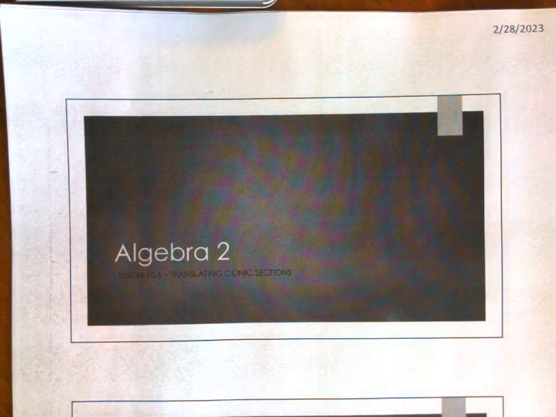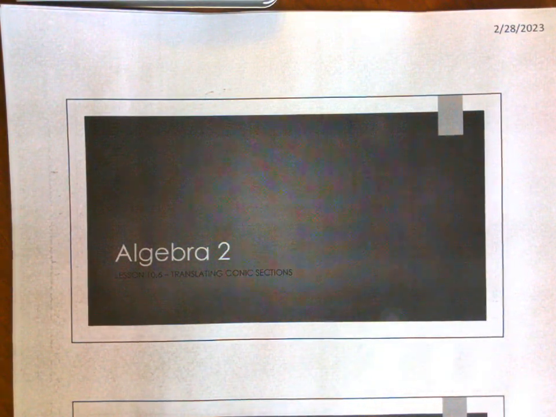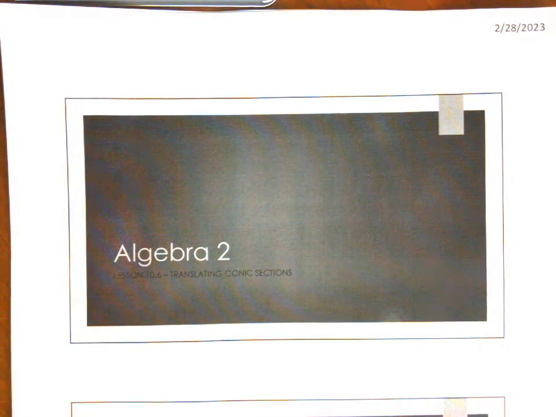Hey everyone, today we are going to start a two-part lesson on translating conic sections. We've looked at graphing the basics for parabolas, circles, ellipses, and hyperbolas, but we're going to see what happens now when the center or the vertex is not at 0, 0, and we're going to look at how to translate those.